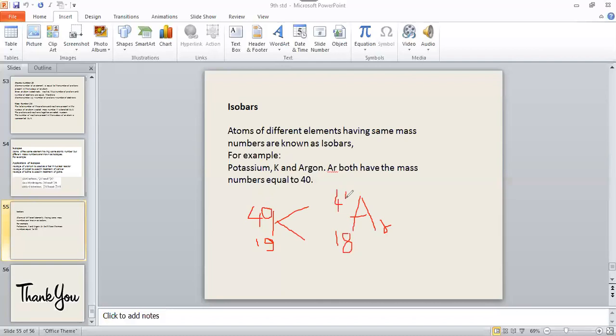So what we observe here is that the atomic numbers are different and the mass numbers are the same. These are atoms of different elements having the same mass number but different atomic numbers. These are called isobars. So isobars are atoms of different elements having the same mass number. The example given here is potassium and argon, both having mass 40, and that is the definition of isobars. And that is about this chapter, structure of atom.